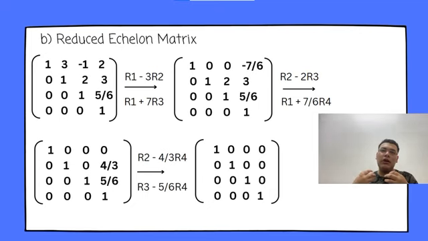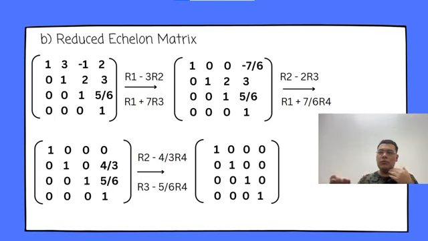Now if you want to make it RREM, reduced echelon matrix, what do you need to do? First we will start working with R1, and we will subtract 3 R2, because as we showed, R2 starts with 1. So R1 will be R1 minus 3 R2 and R1 plus 7 R3. Why? So we can have this matrix shown: 1, 0, 0, negative 7 over 6. How to get rid of negative 7 over 6? We will multiply the fourth row by 7 over 6 and add it to row 1 as shown.